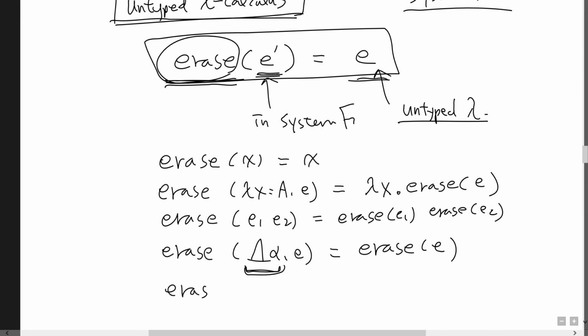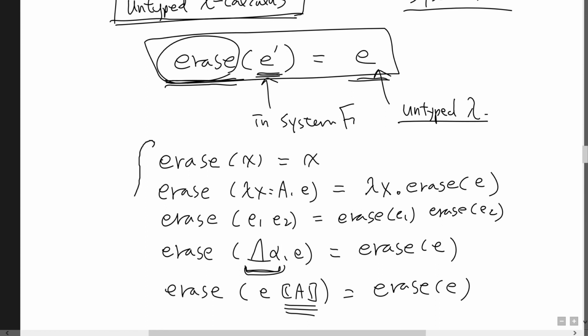And finally, this type application. Again, this type application is all about types. So we don't need it. We don't need this part in untyped lambda calculus, so it's going to be erase expression E.